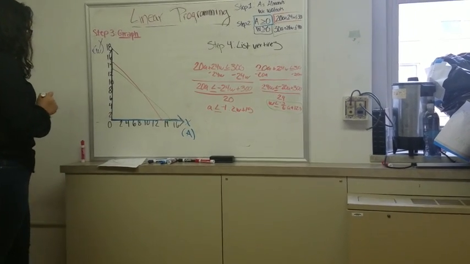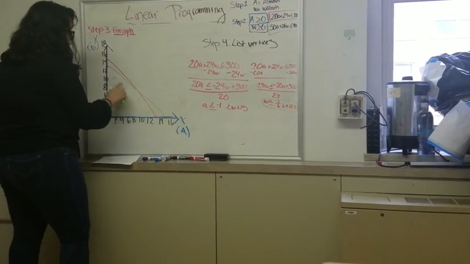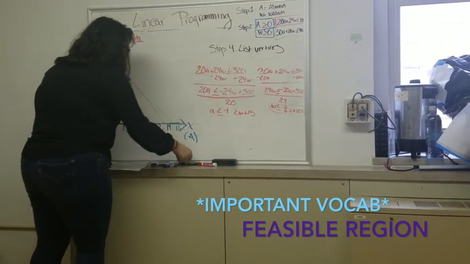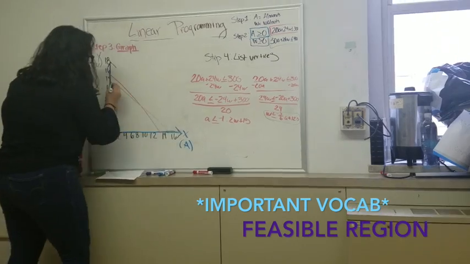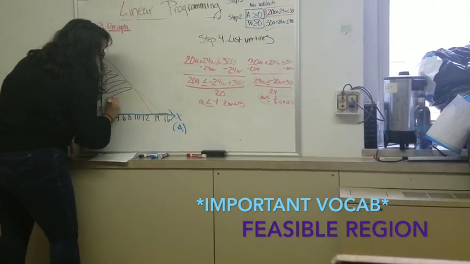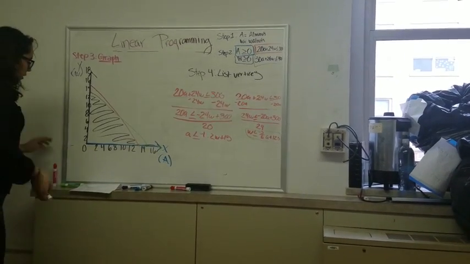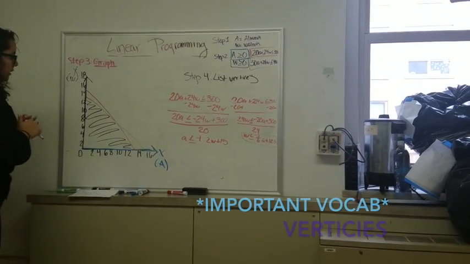Okay, so we see this intersection. This is basically the feasible region. What you are going to do is shade this entire area, because these are all possible solutions. So what's in this area, you are going to find the vertices.